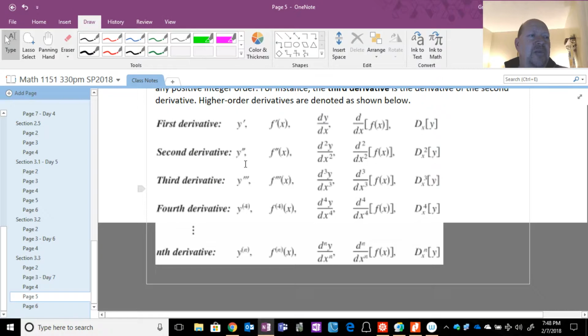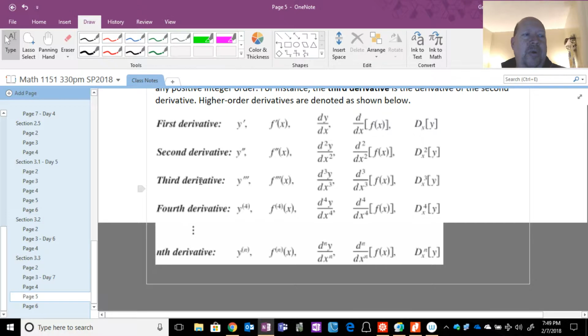And so the second derivative would be denoted with a double prime. So y double prime or f double prime of x, those again mean the second derivative. And how do you take the second derivative of something? Well, you take the first derivative first, and then whatever function you end up with from the first derivative, you differentiate that. Here it shows the Leibniz notation for the second order derivative is d2y over dx squared. If you're using f of x, it would be d2 over dx squared of f of x.